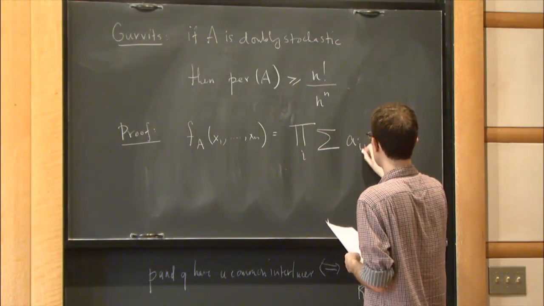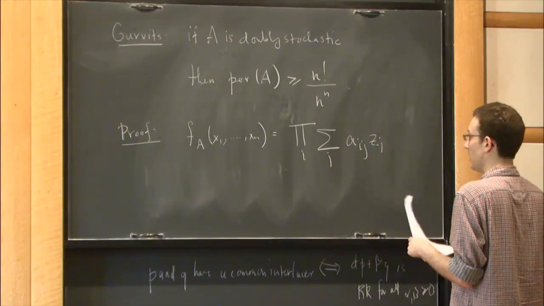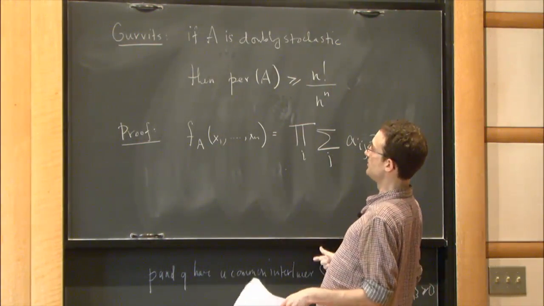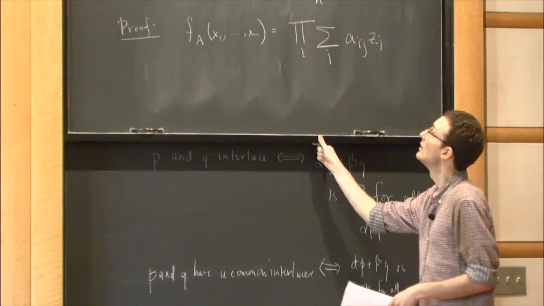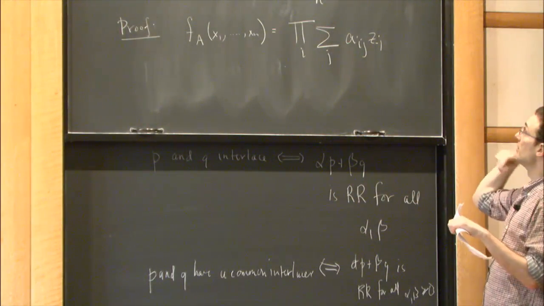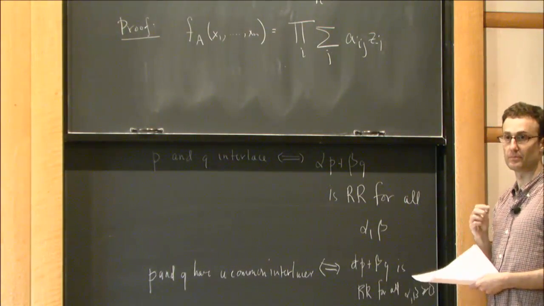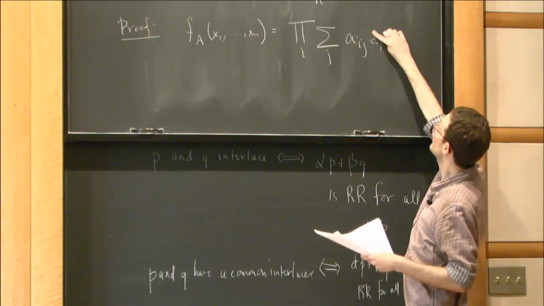So f of A is the product over i of the sum over j of a_ij x_j. I take all of the rows and dot them with the x_j, and then multiply those things together.